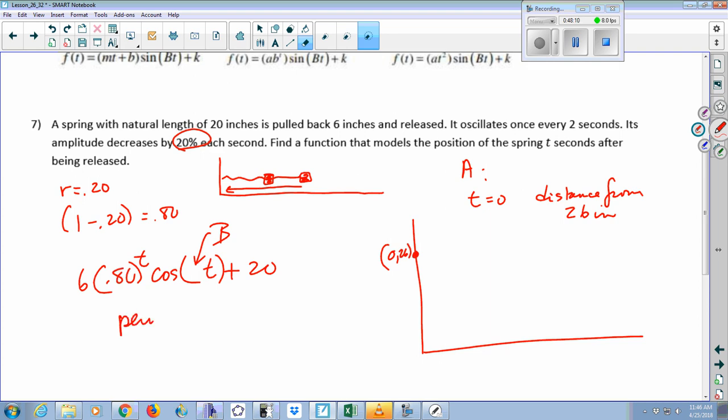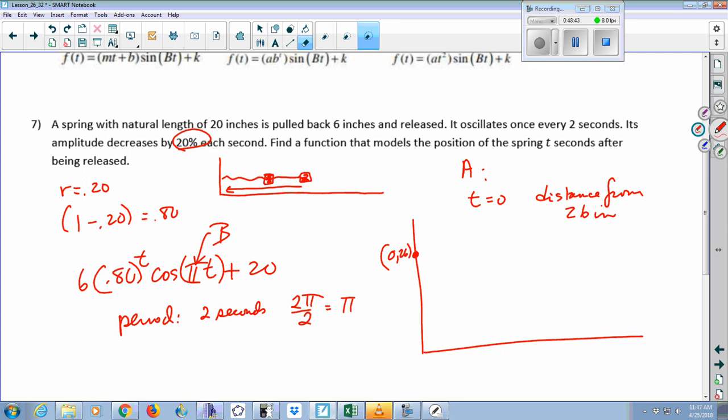So our period is what? We oscillate once every 2 seconds. So our period is 2 seconds. So B is 2 pi divided by 2, which is pi. So we begin 26 inches away from our wall, and then every single cycle, our peak's going to be smaller and smaller.